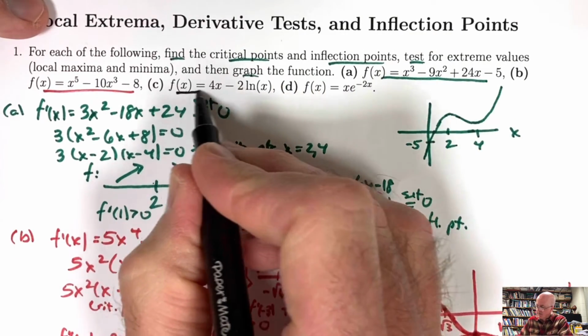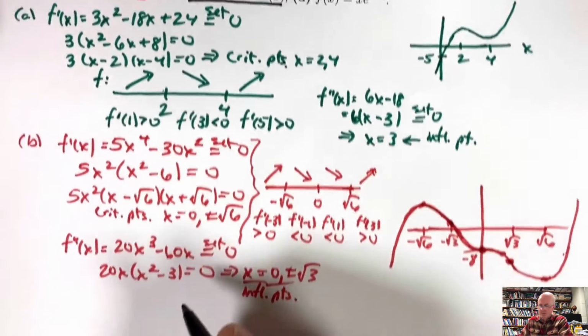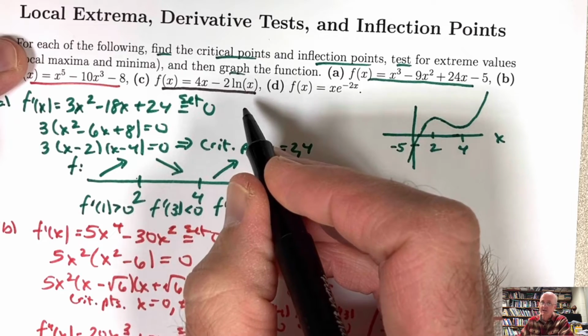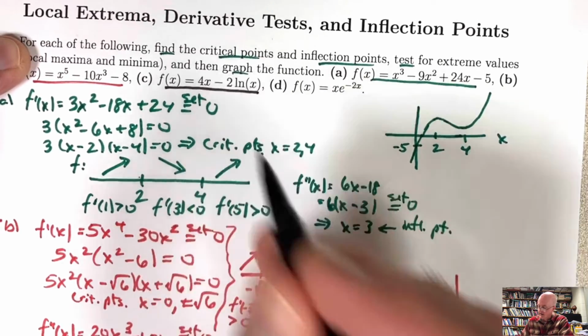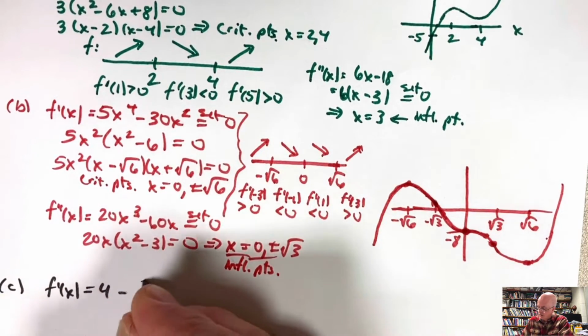C, f of x is 4x minus 2 times natural log of x, which, by the way, the domain of this would be positive values of x. X has to be positive to make this defined in the first place. Its derivative is going to be 4 minus 2 over x, right?